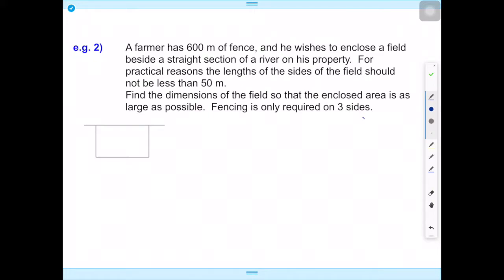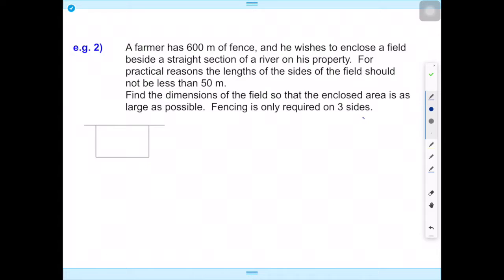Now, let's take a look at example 2. A farmer has 600 meters of fence, and he wishes to enclose a field beside a straight section of a river on his property. For practical reasons, the length of the sides of the field should not be less than 50 meters. Find the dimensions of the field so that the enclosed area is as large as possible. Fencing is only required on 3 sides.